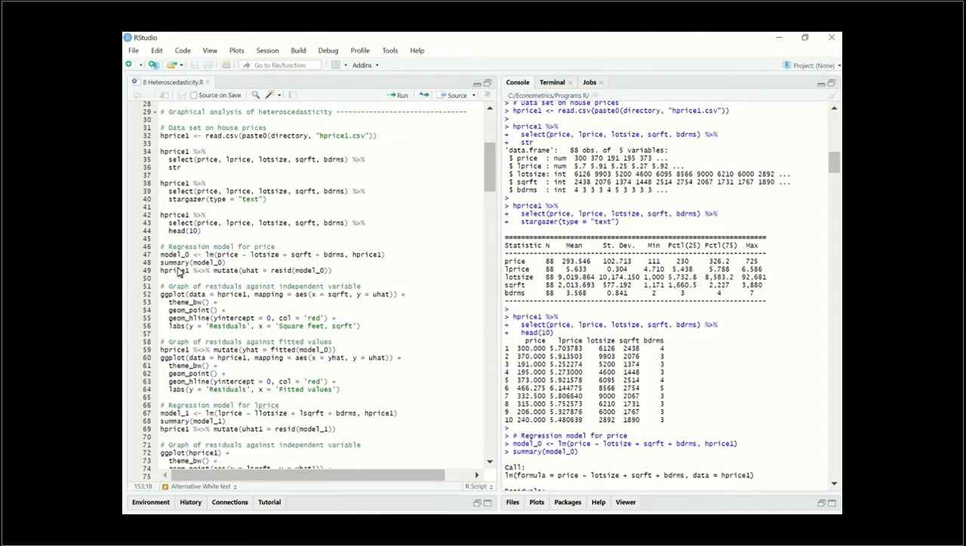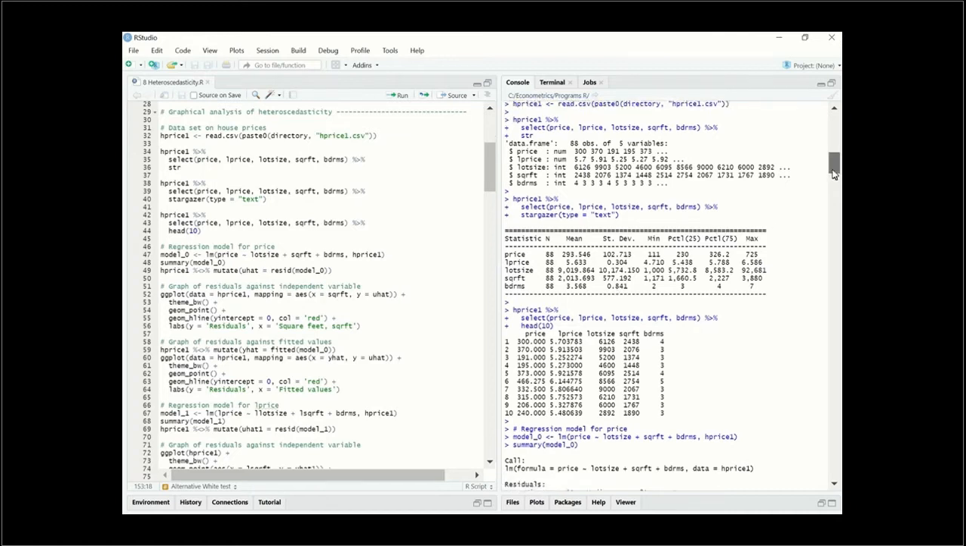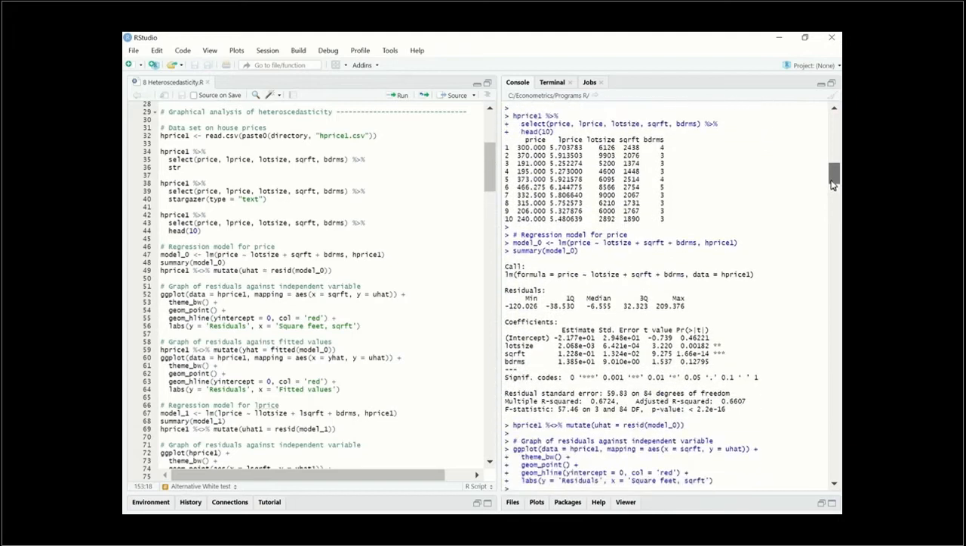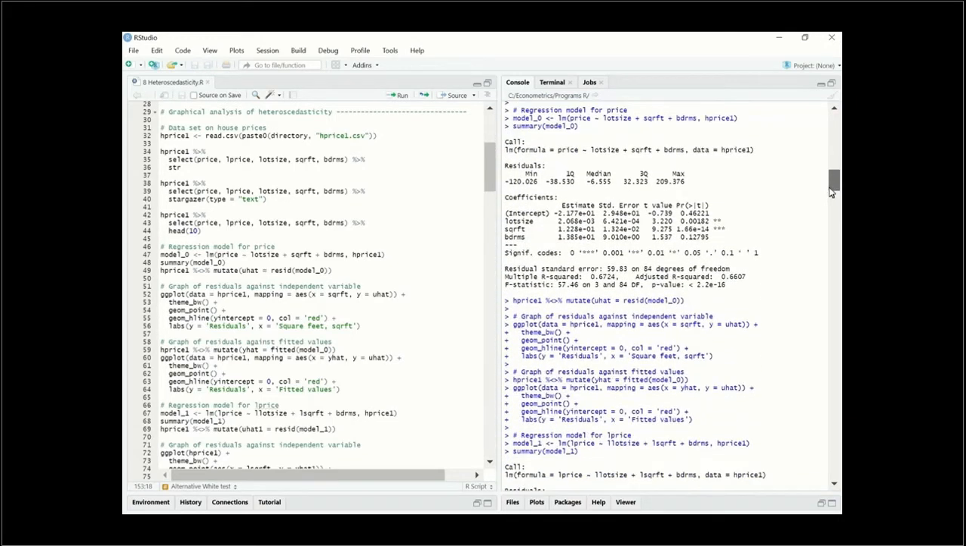And so next, let's plot these residuals. So first of all, here's how the regression looks. So now we have the house price, and then we have lot size, square footage, and the number of bedrooms. So this is how a normal regression output looks. Because we're interested in figuring out heteroscedasticity, let's go ahead and plot these residuals.